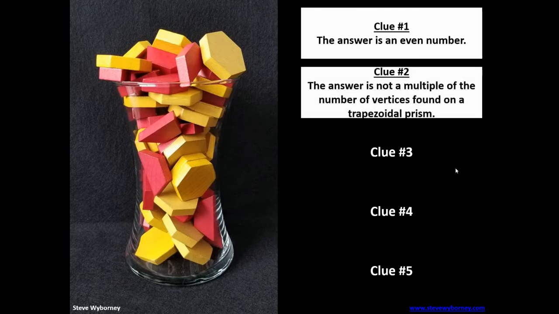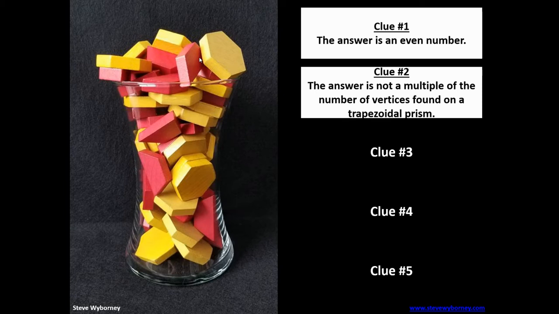All right, clue number 2. The answer is not a multiple of the number of vertices found on a trapezoidal prism. All right, so we talked about how we have trapezoidal prisms in our picture. They are red. And can you remember what vertices are? Vertices are like the corners, right? So if we look at a trapezoidal prism, I can see this one way up at the top here. Okay, I know there's 1, 2, 3, 4 vertices on this side, which means there needs to be 4 vertices on the other side, 8 in all. 1, 2, 3, 4, 5, 6, 7, 8.